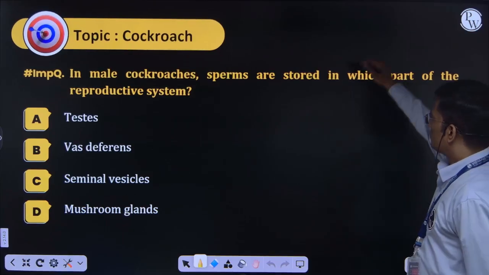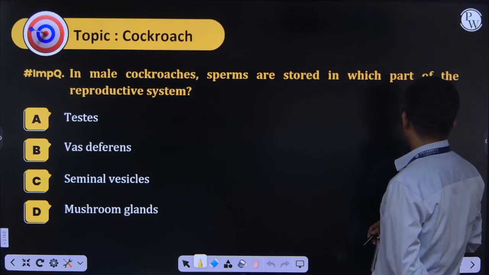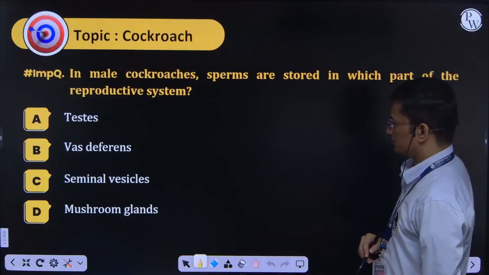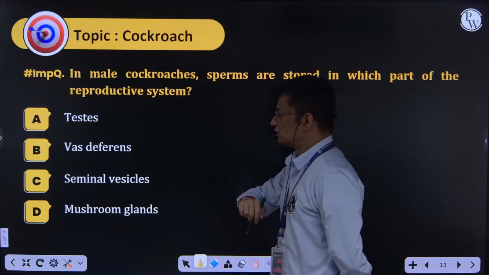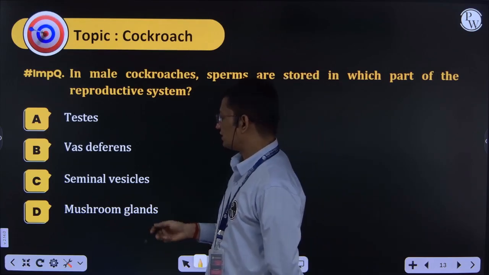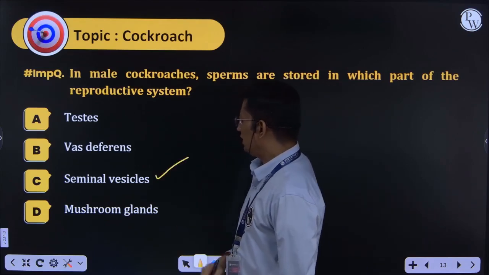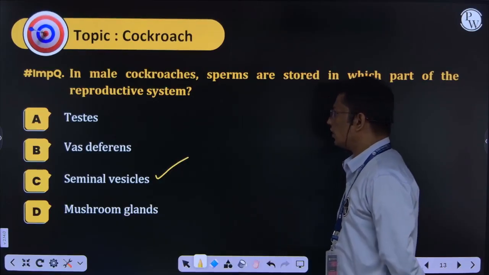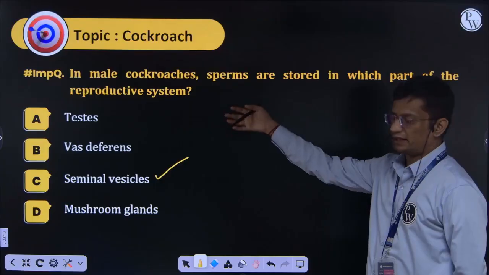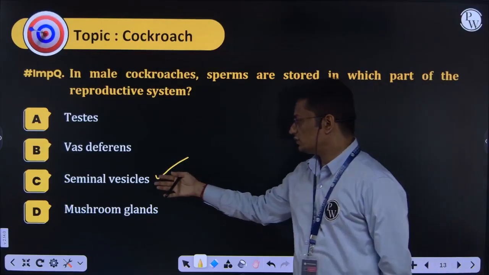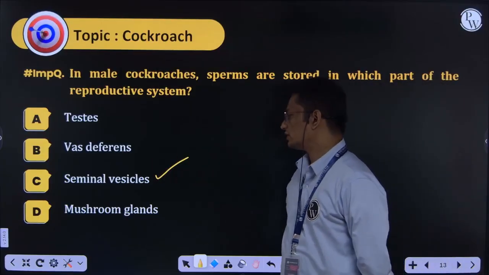In male cockroach, sperms are stored in which part of the reproductive system? Testis is producing the sperm, transported by vas deferens. In this, seminal vesicle is used for storing the sperm in case of cockroach, but in case of human beings it is not used for storing the sperm.